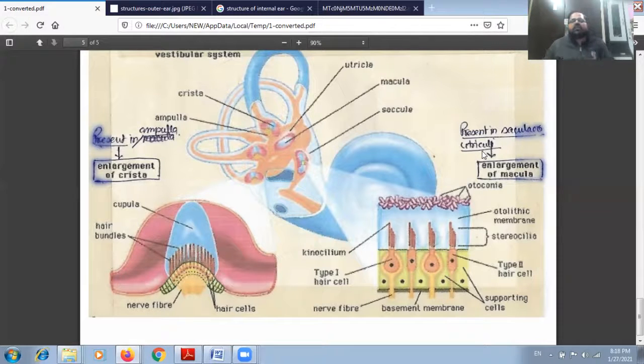In other words, the semicircular canal is mainly involved in our body's balancing when we are in movement, or in a moving condition, and when we are in a static condition, the utriculi and saculi are involved.